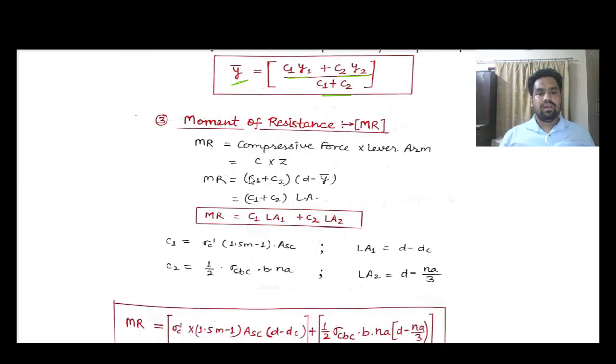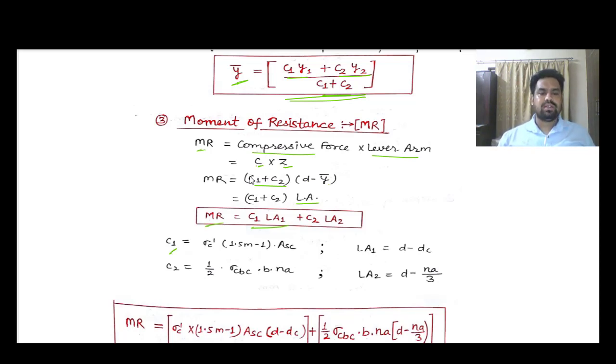So now we will calculate the moment of resistance for the doubly reinforced section. The moment of resistance will be compressive force into lever arm. This is the moment of resistance above the neutral axis. Lever arm is denoted by Z and the total compression force is capital C. This capital C comprises C1 plus C2 and lever arm is d minus Y bar. Here Y bar is this term. MR becomes C1 LA1 plus C2 LA2, where LA defines the lever arm depth. As I have told you, the lever arm changes for steel provided in compression and concrete provided in compression because the placement distance is different for both.